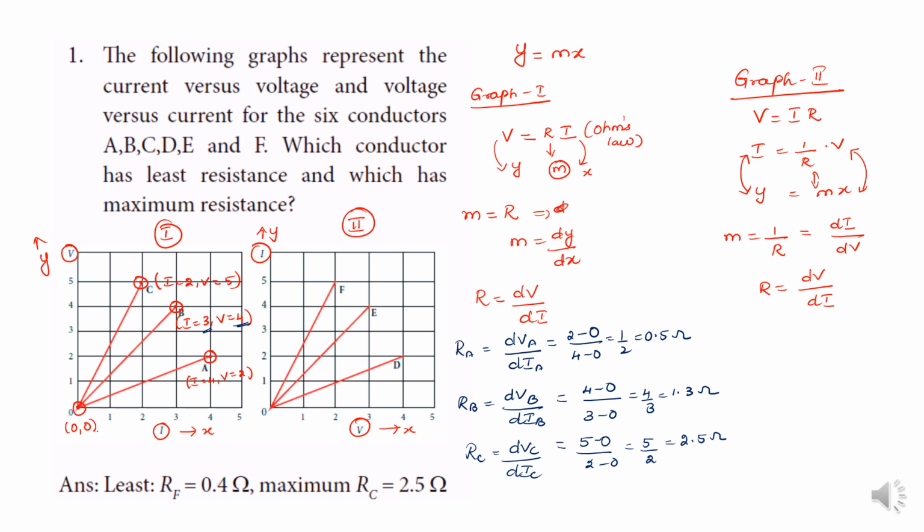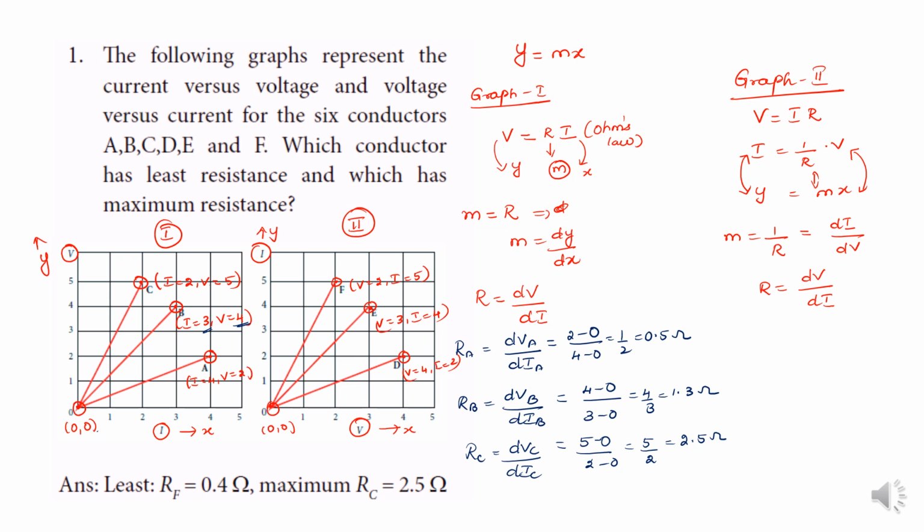See, let us write the coordinates. This is 0, comma 0. Here voltage V is 4, I is 2. For this, V is 3, I is 4. For F, V is 2, I is 5. Okay.